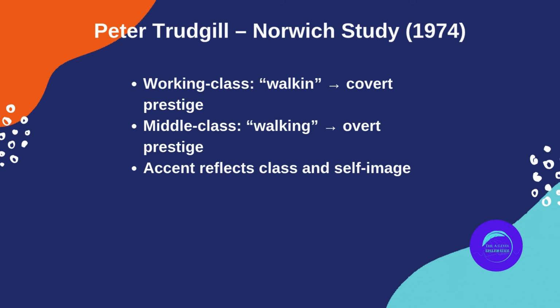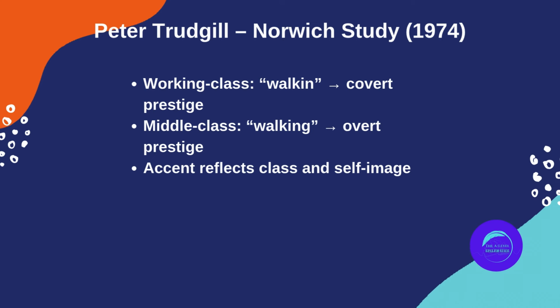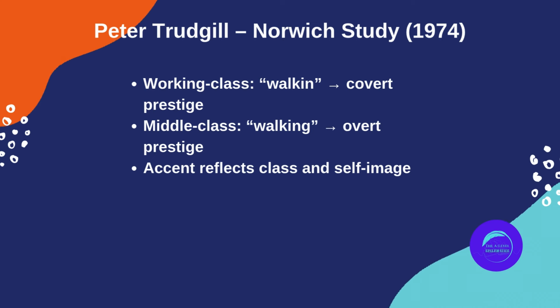Peter Trudgill's Norwich study showed similar results. He found that working-class speakers were more likely to drop the final consonant in words like walking, pronouncing it as walkin. This use of non-standard grammar gave them covert prestige, respect within their own communities. In contrast, middle-class speakers used more standard forms, gaining overt prestige. Just like Labov, Trudgill shows how class and self-image influence language choices.